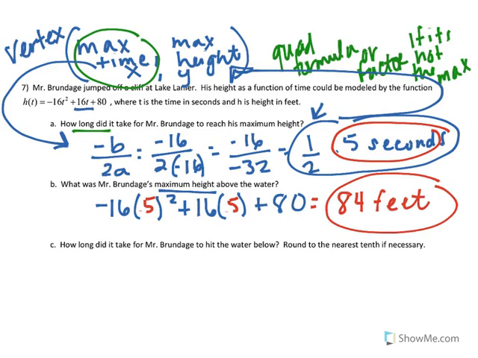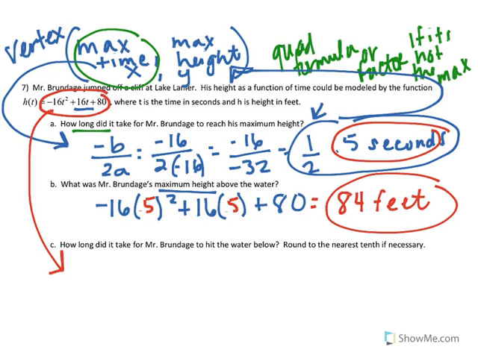Okay, and then the next question is, how long did it take for Mr. Brundage to hit the water below? Round your answer to the nearest tenth if possible. So you can do this 2 ways. We can factor, or we could use the quadratic formula. We could set this up, but it's looking a little bit difficult to factor unless you pull out a GCF first. So I'm going to show you both ways.